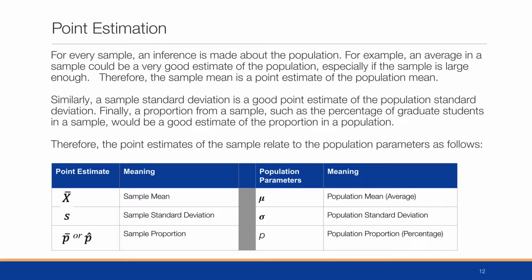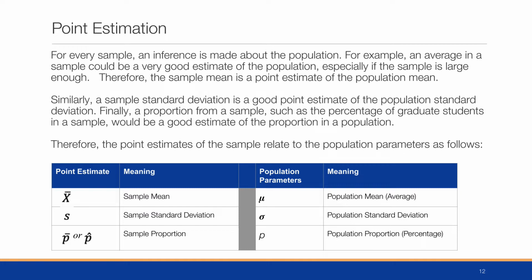For the most part, we're going to deal with the mean as a point estimator, and we're going to deal with the proportion as an estimator. We won't really do anything with the standard deviation. But the point estimates of the sample relate to the population parameters and are denoted as follows. The x bar, that bar over x, is the sample mean, and that infers the population mean denoted by the Greek letter mu. Similarly, a point estimate s is the sample standard deviation, and it is a good inference for the population standard deviation sigma.